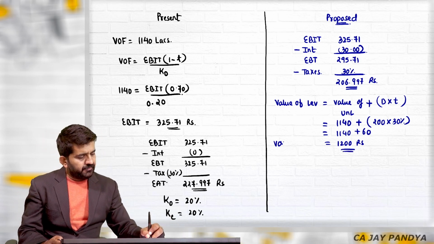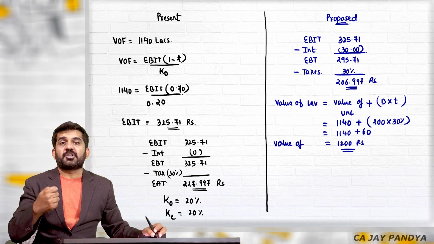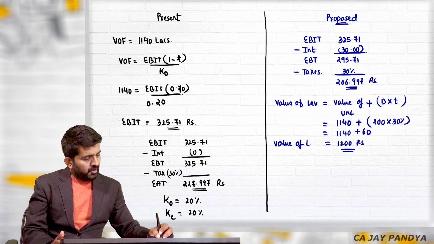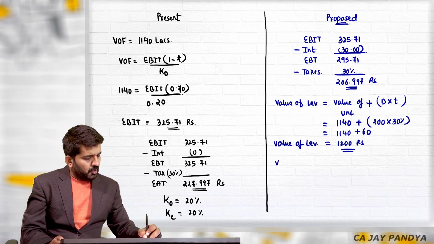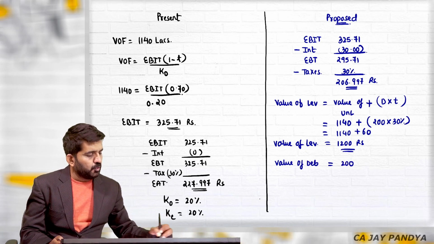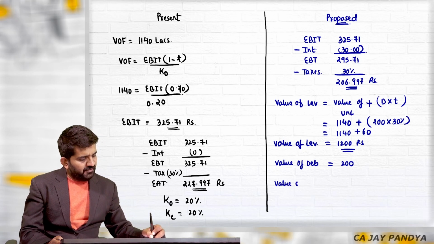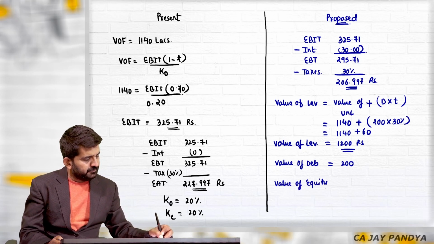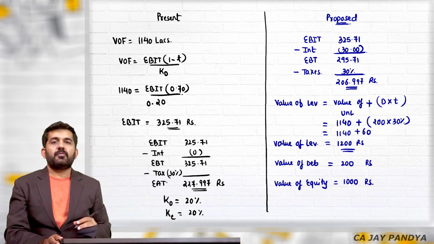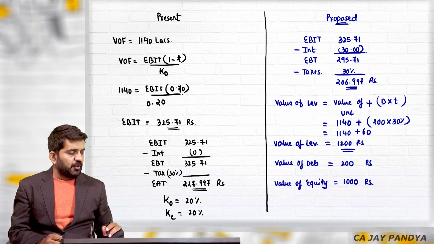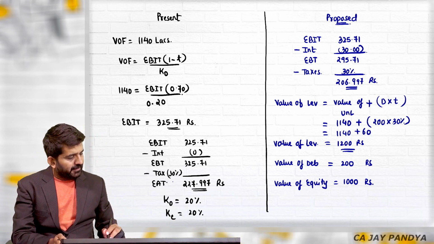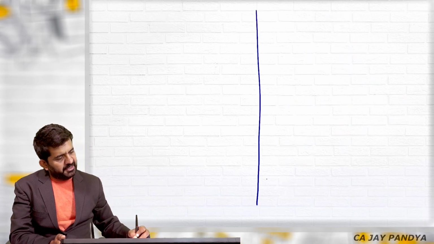This will be the value of the restructured, levered firm. What is the value of debt in this case? 200. So what will be the value of equity? It will be 1000. I can easily find out KO, I can easily find out KE. KE, I am still in proposed.